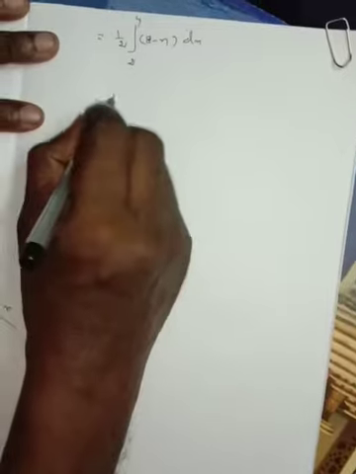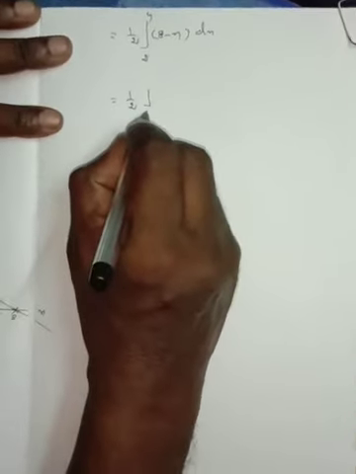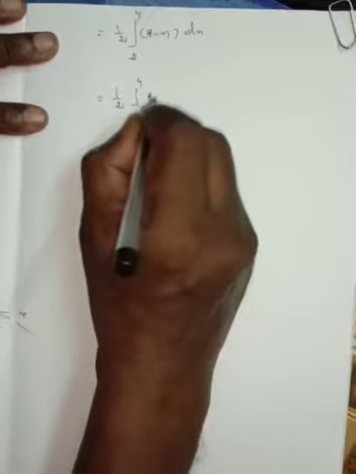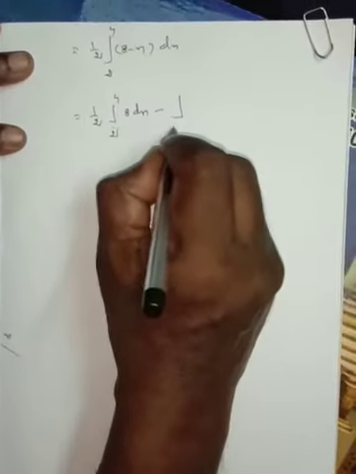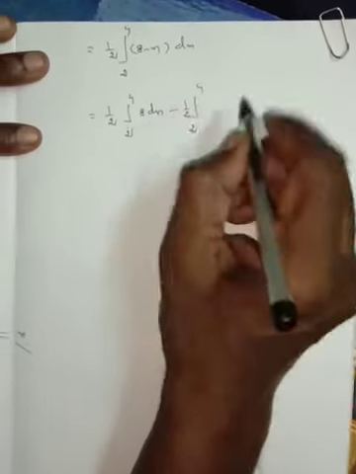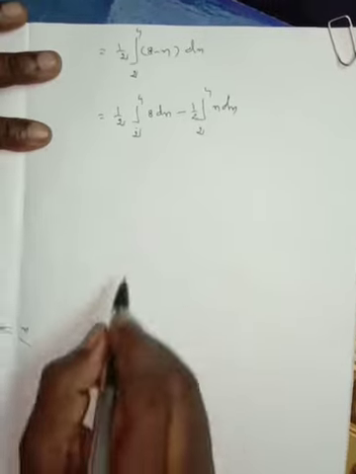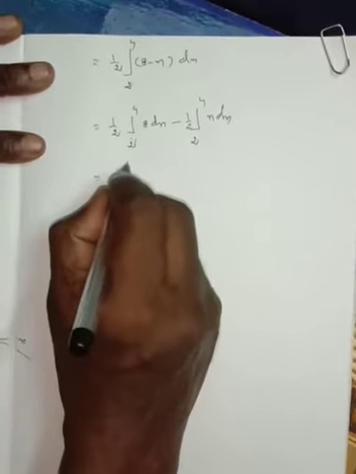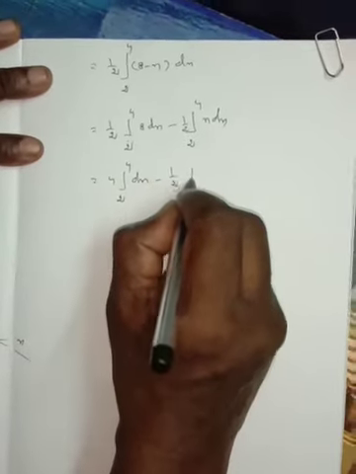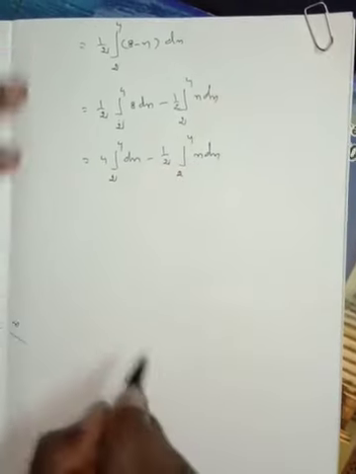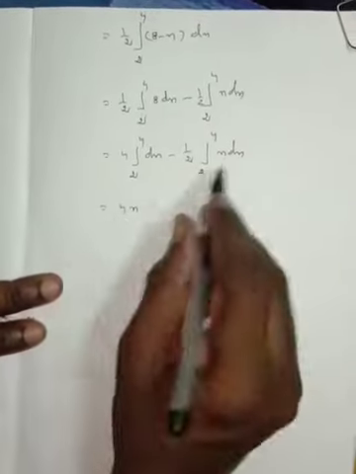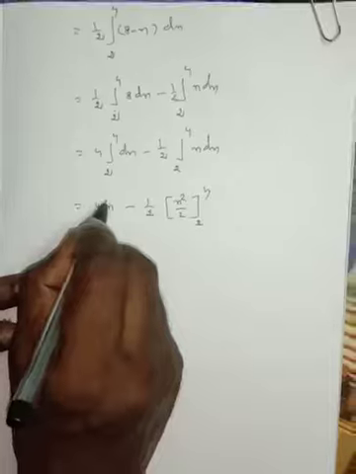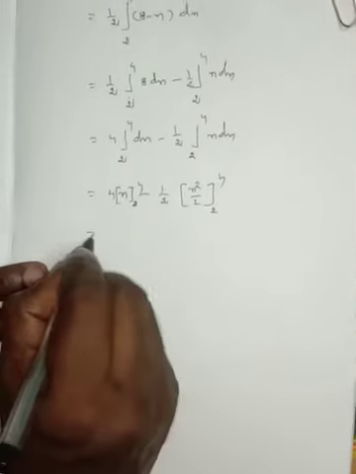dx is equal to 1 by 2 integral from 2 to 4 of 8 dx minus integral 1 by 2, 2 to 4 of x dx. These two are cancelled, so 4 integral 2 to 4 dx minus 1 by 2 integral 2 to 4 x dx is equal to 4x minus 1 by 2 into x square divided by 2, taken over the limit 2 to 4.